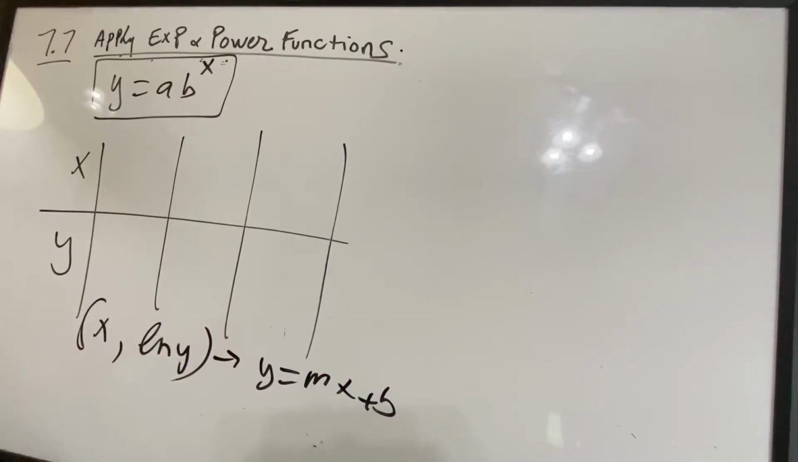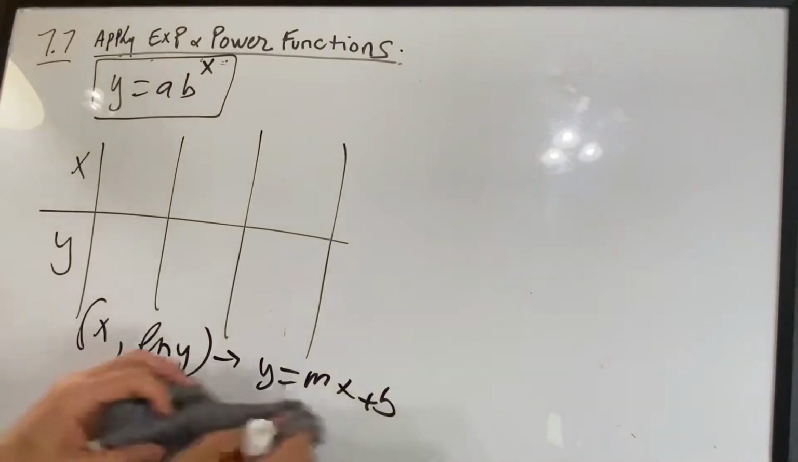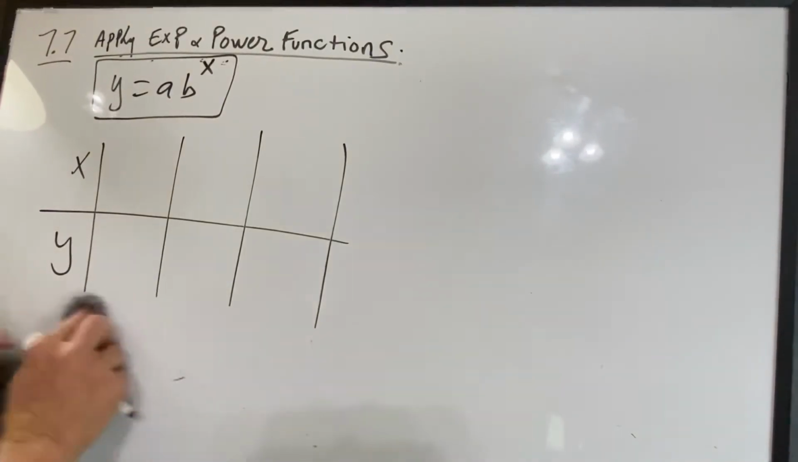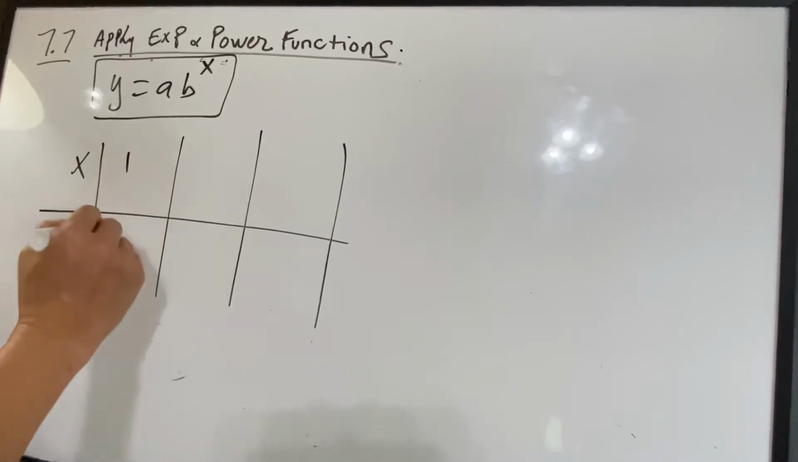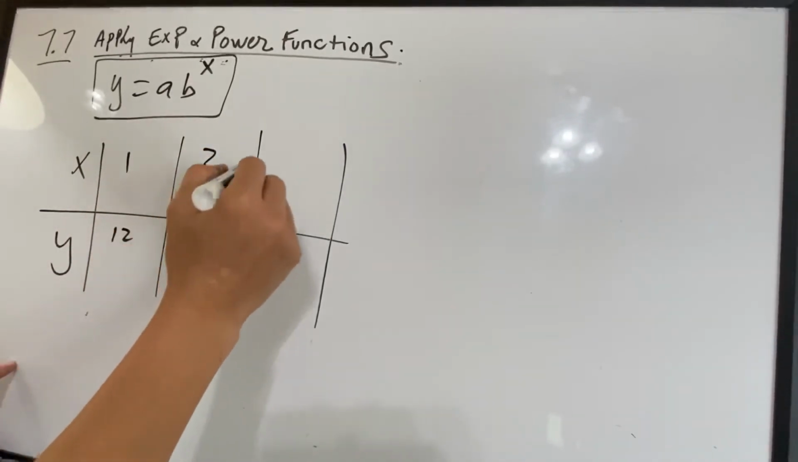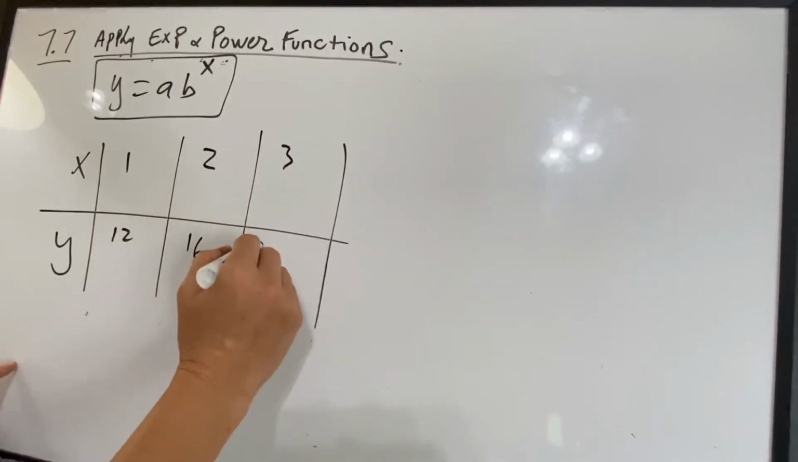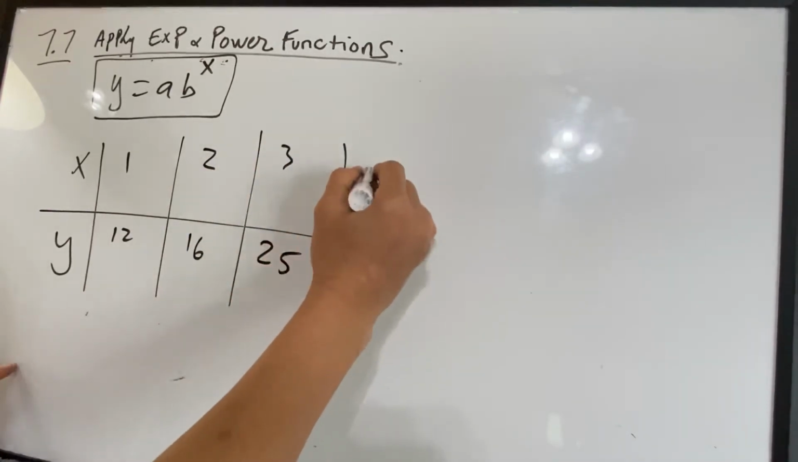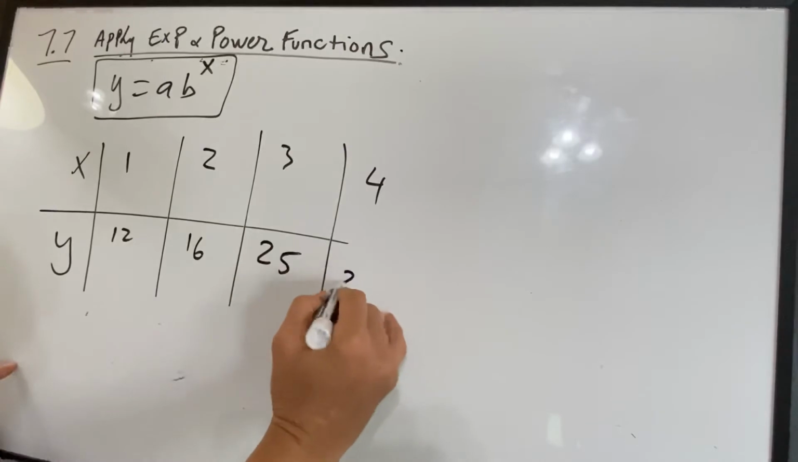Okay, now look with me into example 1. Example 1, they give you the set of values of x and y. That is 1, and this is 12. This is 2, and this is 16. This is 3, and this is, let's say, 25, just exactly as the book has, okay? 4, and this is 36.